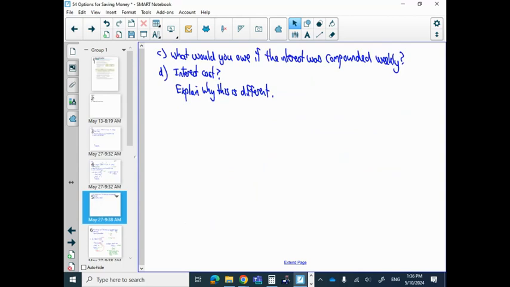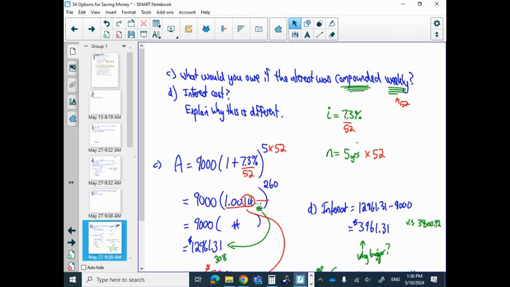The next one to give a try: press pause, give it a try, and so on. What would you owe if the interest was compounded weekly instead of annually? What's the interest cost, and explain why the number might be different. Once you've had a chance to try that, go ahead and press play again. So here's the solution for this one.